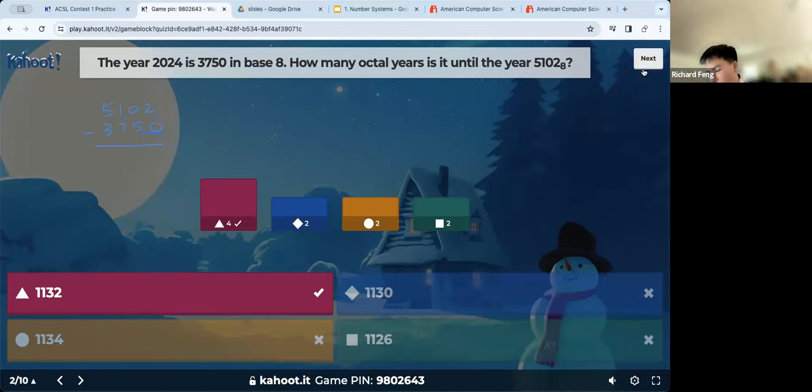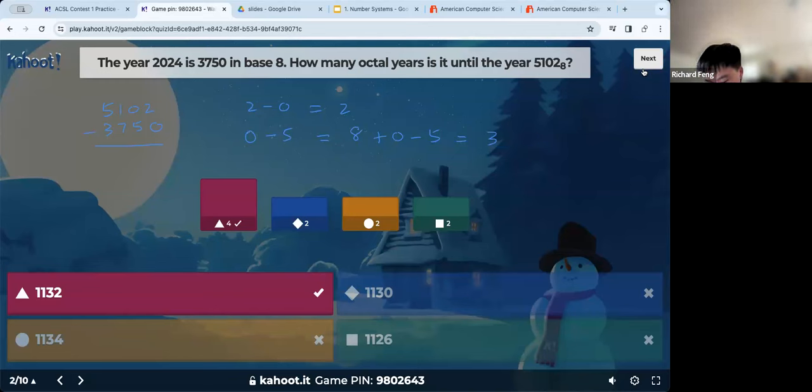So for the rightmost digit, we just have 2 minus 0 is 2. It's going to be the same as in base 10 as long as there's no carryover. But for the next one, we have 0 minus 5. So we do need to carry over in this case. And since we're in base 8, we have to add 8 instead of 10. So this is the same as 8 plus 0 minus 5. So this digit will give you 3.